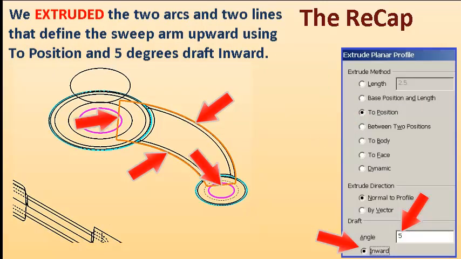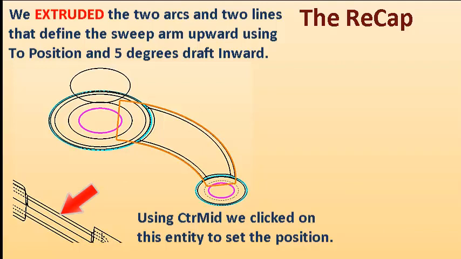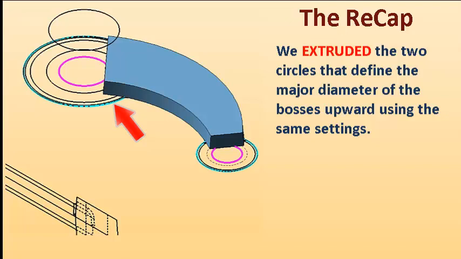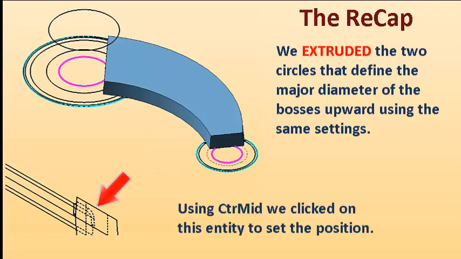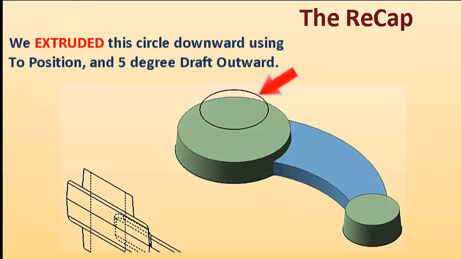We extruded the 2 arcs and 2 lines that define the sweep arm upward using 2 position and 5 degrees draft inward. And using center mid, we clicked on this entity to set the position. Next, we extruded the 2 circles with the same settings upward. And this time using center mid, we clicked on this entity to set the position.